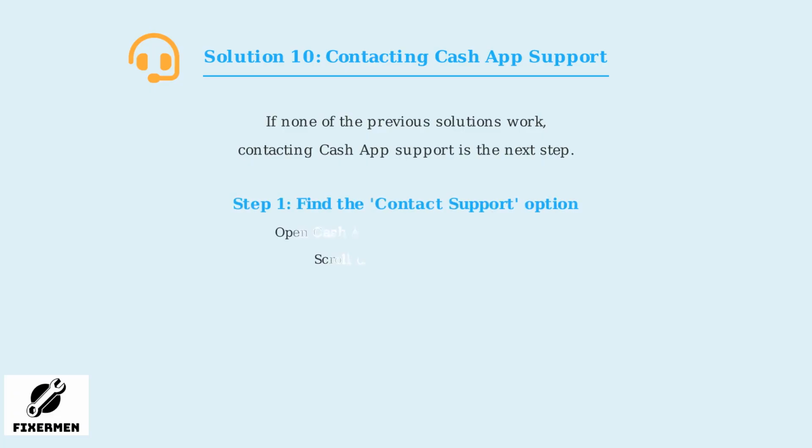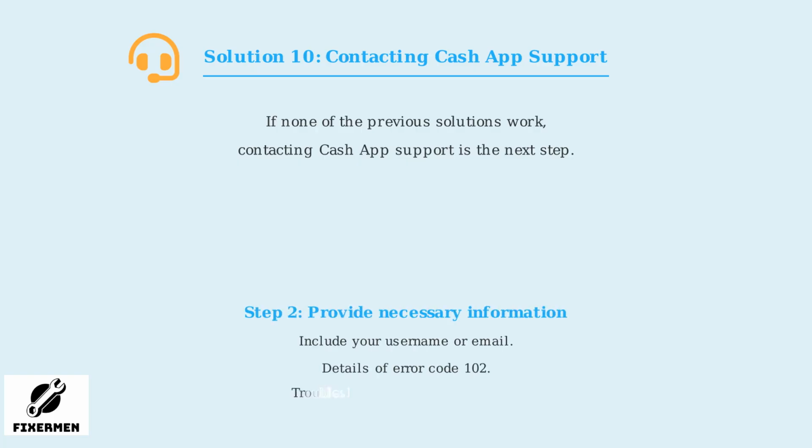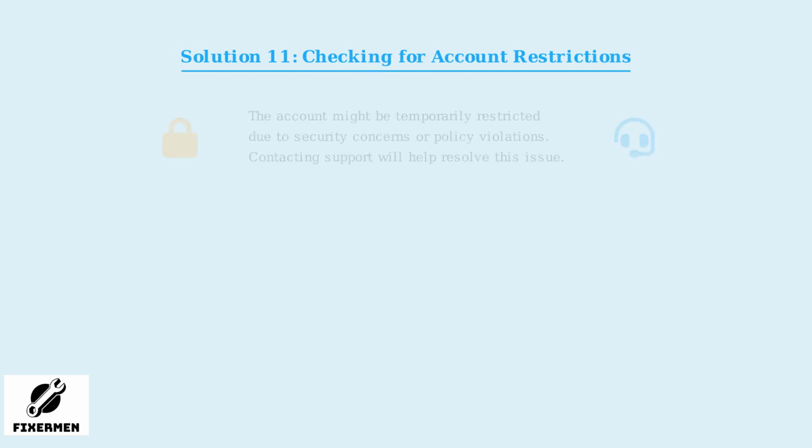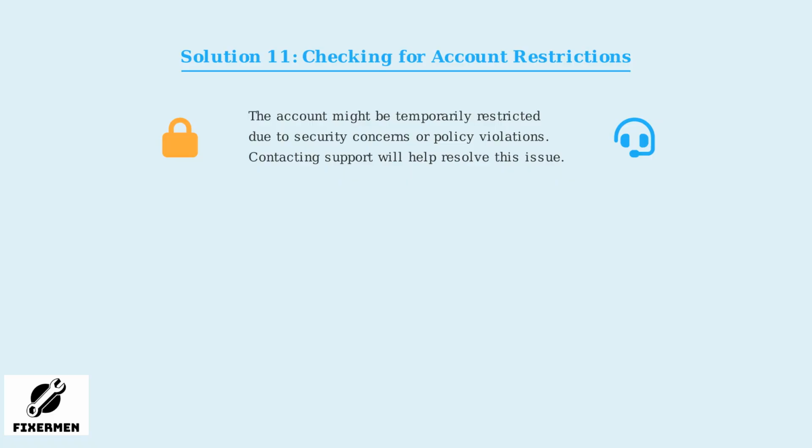To contact support, open the Cash App and tap your profile icon in the top left corner. When contacting support, provide your username or email address, details about the error code 102, and list the troubleshooting steps you've already attempted. Solution 11. Checking for account restrictions. The account might be temporarily restricted due to security concerns or policy violations. Contacting support will help resolve this issue.